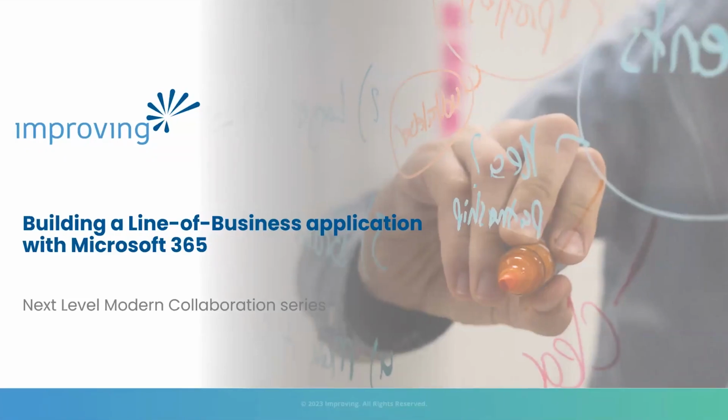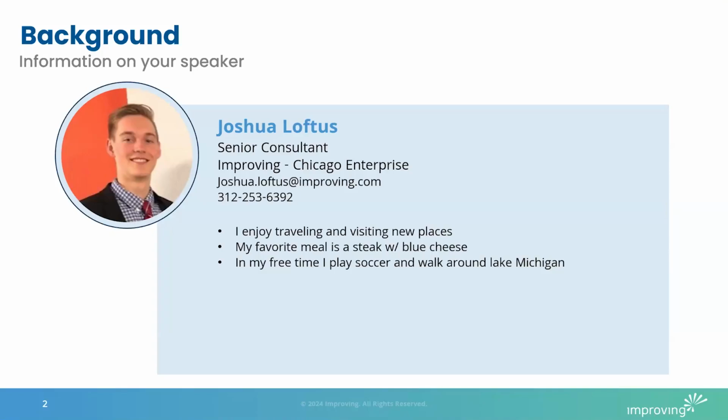Hello, everyone, and welcome to part 2 of our Next Level Modern Collaboration series. Today, we will be discussing how we build a line of business application with Microsoft 365. A little background, of course, Armando did a great intro of me, but here's a title slide saying where I'm from. I'm a senior consultant from the Chicago office. I enjoy traveling and visiting new places, and my favorite meal is a steak with blue cheese.